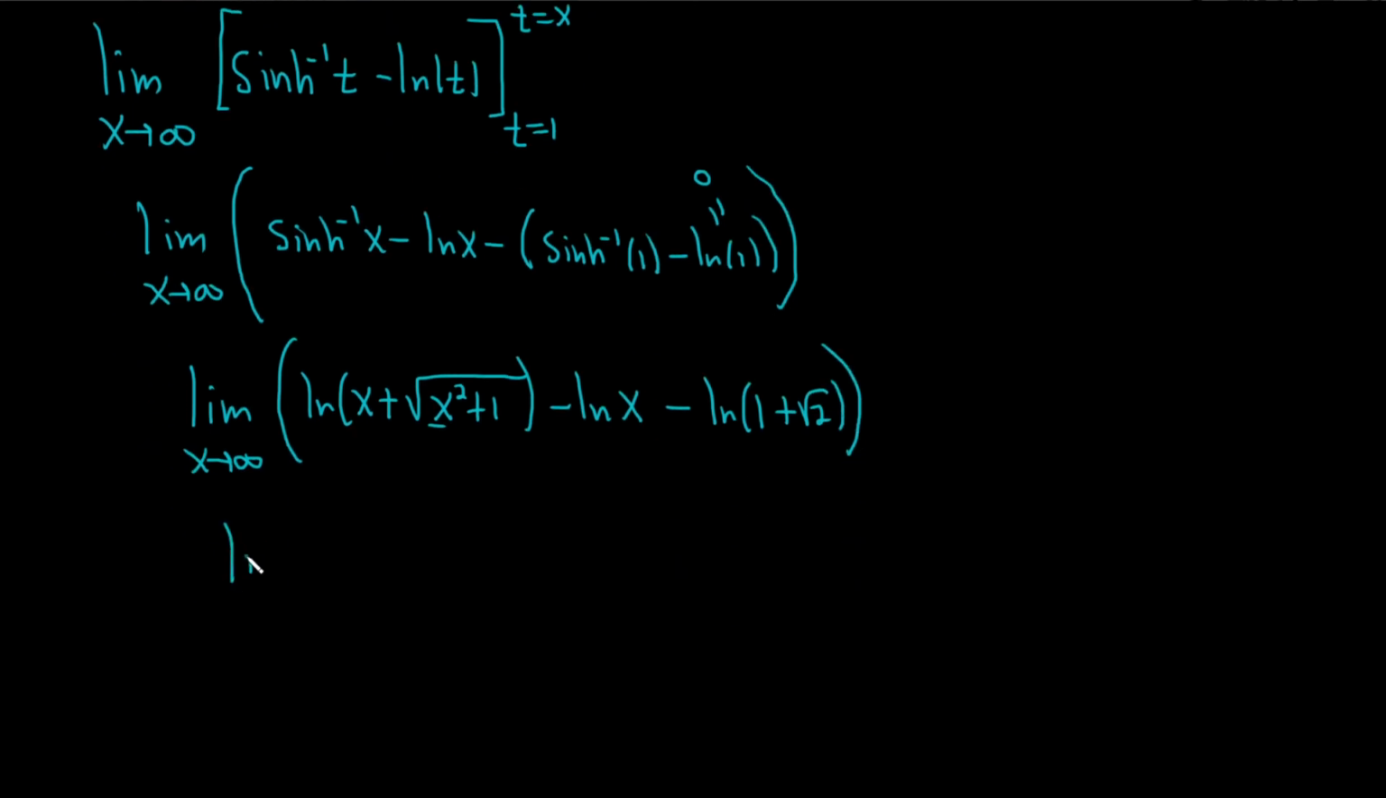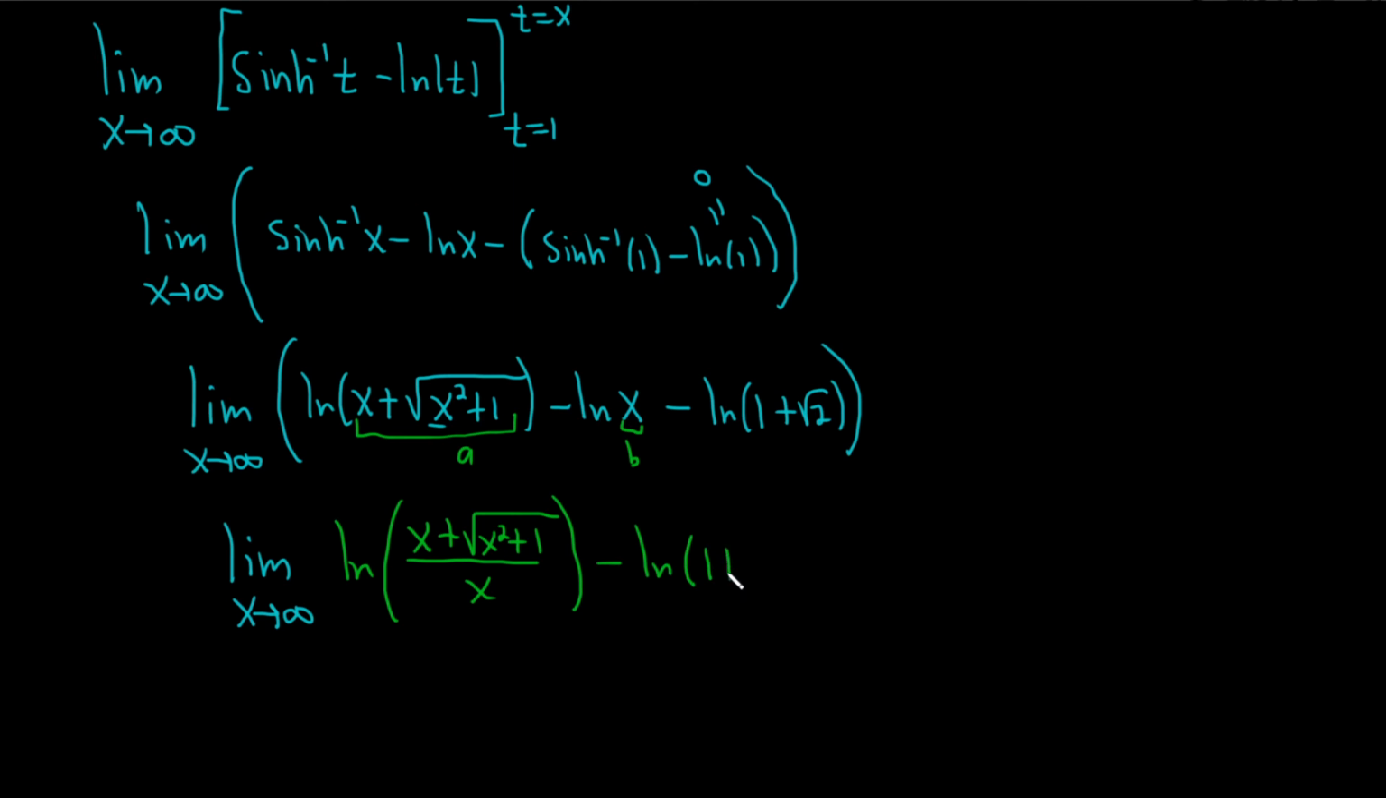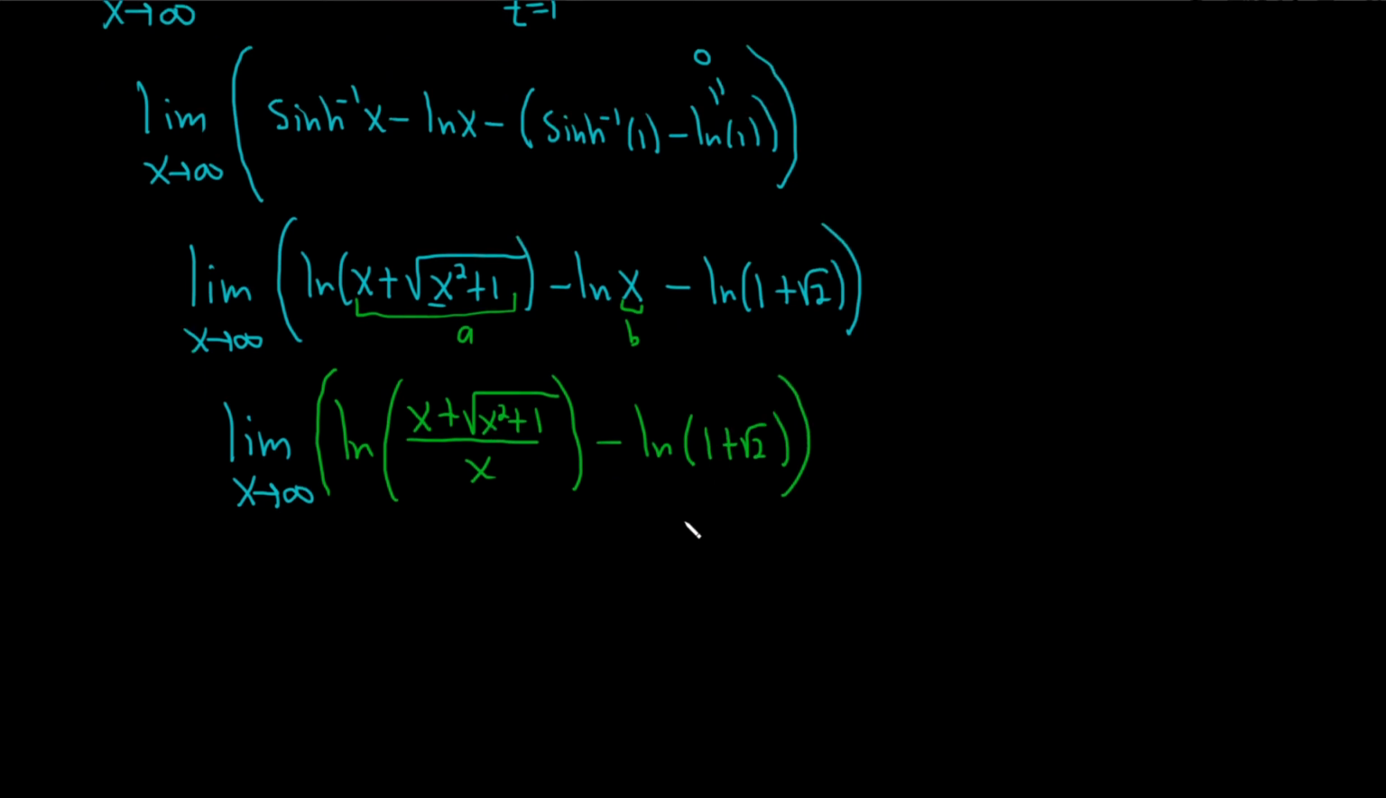This is the limit as x approaches infinity. Now we can use a property of logarithms, right? This is the natural log of a minus the natural log of b, so it becomes the natural log of a over b. It's the quotient rule. So it's just this divided by this. So x plus the square root of x squared plus 1 over x. And then this one here, it's just like a dangling term. I'm just going to leave it because it's a constant. So nothing is going to happen to it as we think about our limit process. It's just going to hang around because it's independent of x.